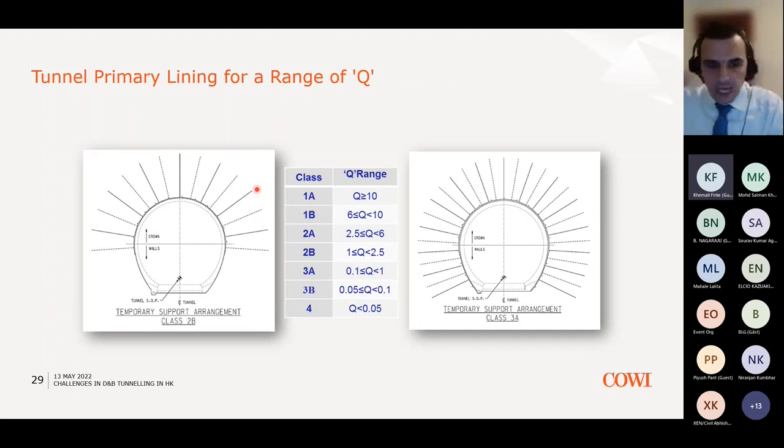So we use that system to come up with an initial support for our tunnels, and I'll just give an example here. We came up with different support classes, and each of these support classes would have different ranges of that Q value. Here you can see the support requirements for class 2B, which is a Q ranging between 1 and 2.5, and then class 3A. So two adjoining support classes, and you can see how much different the support requirements are. And you can imagine how much more different the support requirements would be if you compare class 1A to 4.